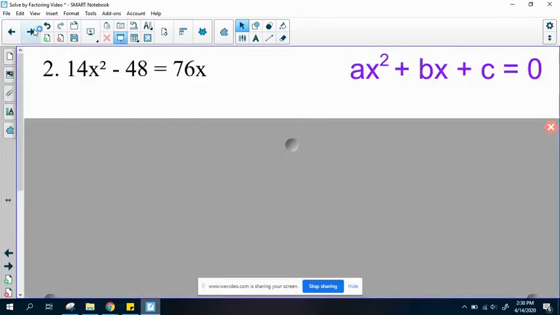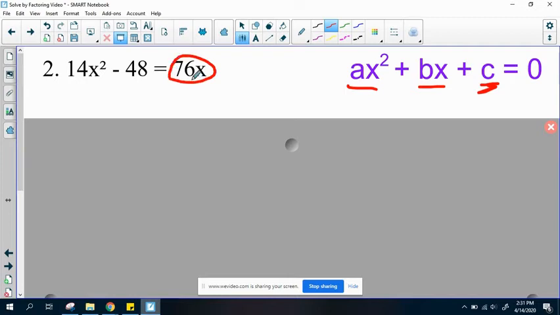Let's go through the steps. I need to make sure that everything is on the same side. On this one, I now have this 76x over here, and I put it off to the side because it has to go in order. You cannot factor unless everything's in the right order. It has to go in standard form, meaning the x squared has to come first, then the x's second, and the constants, or the numbers, last. So this 76x needs to squeeze in between the x squared and the number. I need to move it over, which means I actually need to subtract it over.